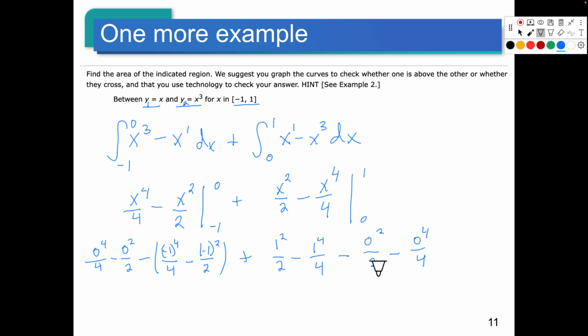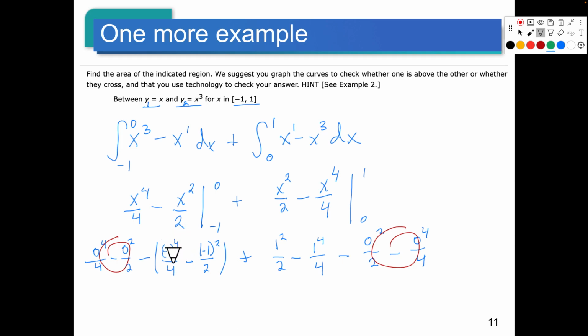Zero squared is 0, divided by 2 is still 0, 0 to the fourth is 0, so this whole part here is just a big old 0. So this is 0, this is 0, that makes that part nice. Now we just need to do the arithmetic part here.